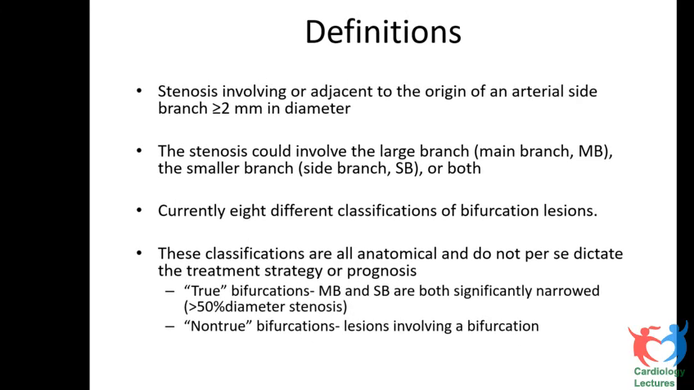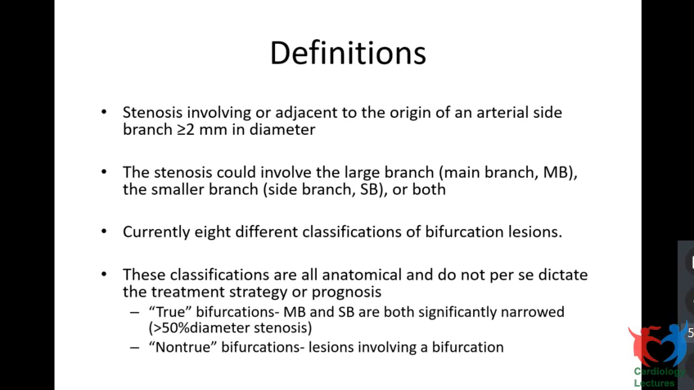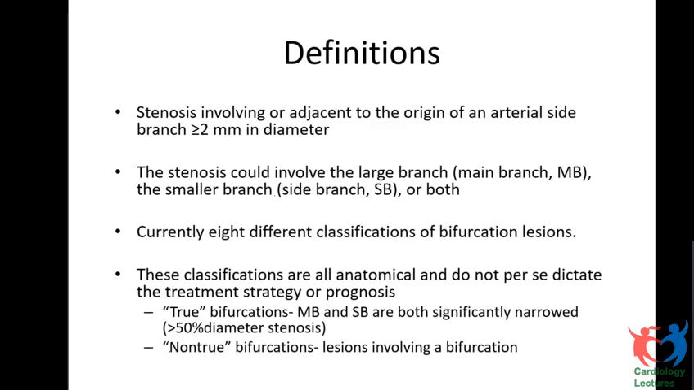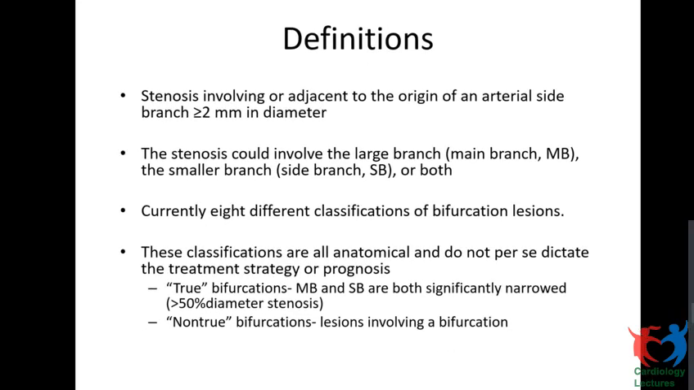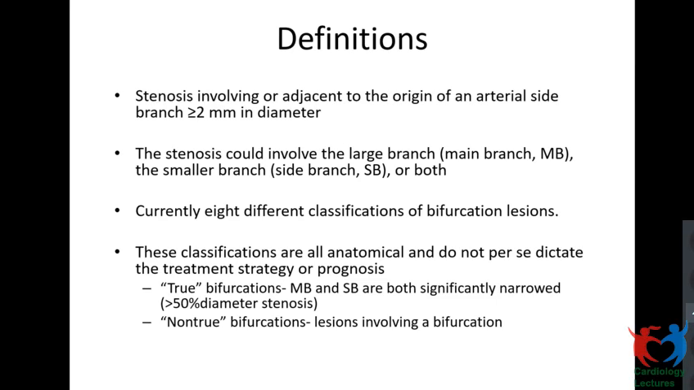And significant stenosis implies more than 50% of stenosis. Currently, there are many classifications, around 8, and to add to it, the MATS classification. All these classifications are basically anatomical based, and as such, they do not dictate the treatment strategy or the prognosis. What is important is to see whether it is a true bifurcation or not. And when we mean a true bifurcation, we mean that both the MD and the SD are significantly narrowed, that is more than 50% of the diameter stenosis.